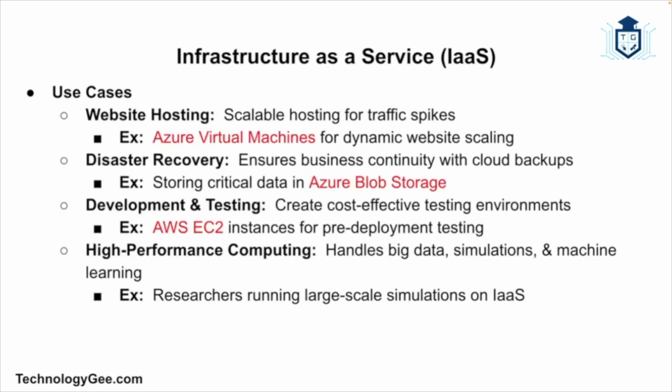And some of the use cases for infrastructure as a service are as follows. The first use case is website hosting. Businesses use infrastructure as a service to host websites without managing physical servers. Cloud providers offer scalable hosting for large traffic spikes. An example of this would be a company that uses Azure virtual machines to run their websites and scale as demand increases.